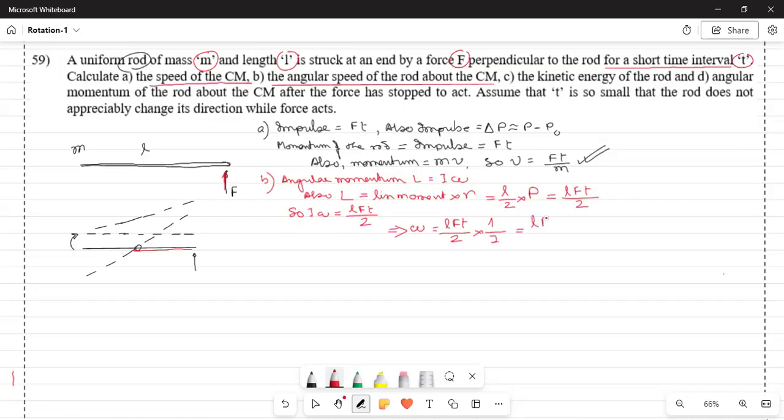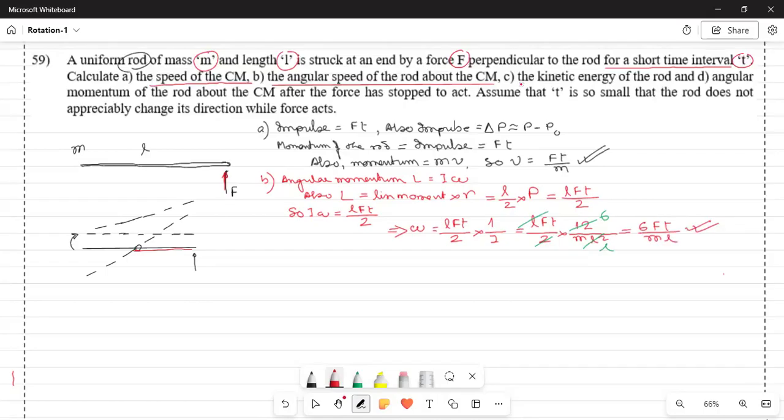Now, this is L Ft by 2. What is the moment of inertia of the rod which is rotating around its center? It is ml square by 12. So now it becomes 12 by ml square. If we do this, 2 and 12 makes 6, and L and L square makes only L. So the answer is 6Ft by ml. So this is the answer.